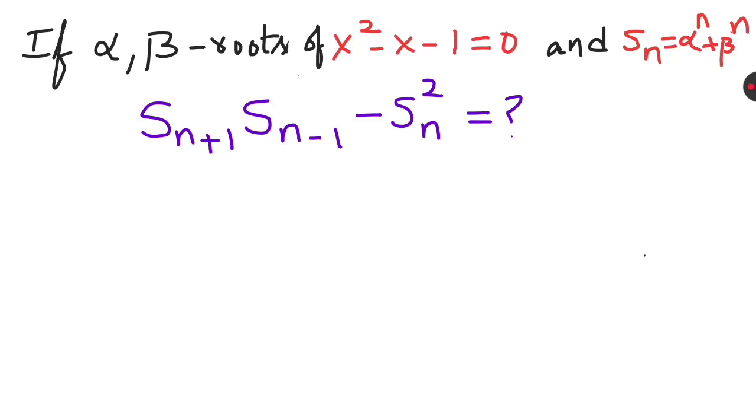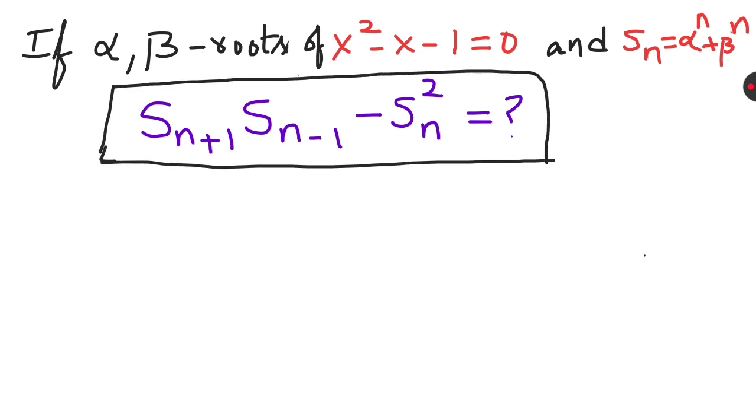Today we are going to explore a fascinating problem based on quadratic roots and recurring relations. The question is, if alpha and beta are roots of x^2 - x - 1 = 0 and Sn = alpha^n + beta^n, then we need to find the value of S(n+1) times S(n-1) minus Sn squared. So we need to find the value of this. So let's see the solution.